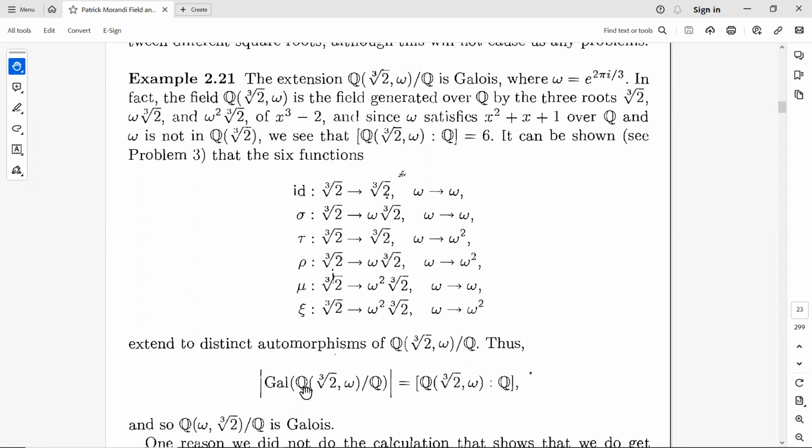Right. So here they are in fact also taking this as the other definition of a Galois extension: that the size of the Galois group is equal to the degree of the extension. That is probably also something they have proved earlier. So that's okay. Now the task is to see why these functions can be extended. Correct?